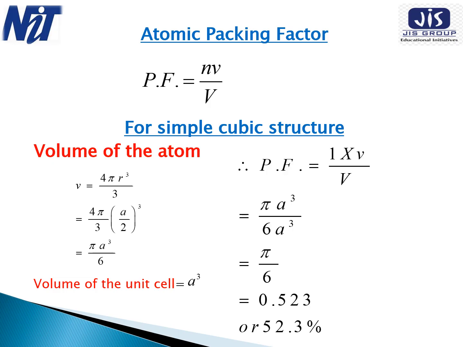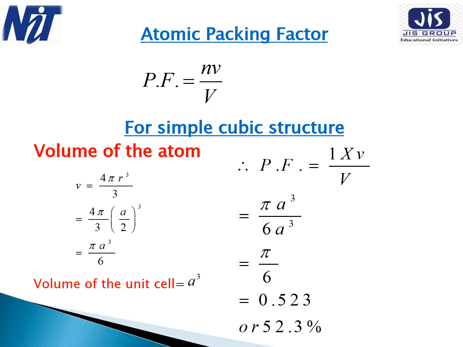Now the volume of the unit cell is the product of all three sides. So we have taken that the unit cell has the side dimension of a. So the volume of the unit cell will be equal to a cube. Now packing fraction will be number of atoms into volume of atom by volume of the unit cell. So we'll put all these values. Number of atoms is 1, volume of the atom is pi a cube by 6, and the volume of the unit cell is a cube.